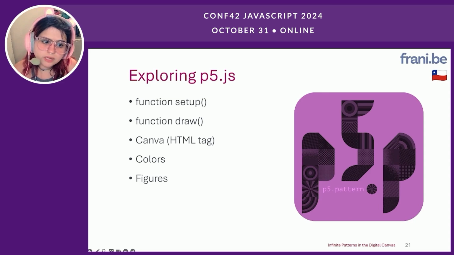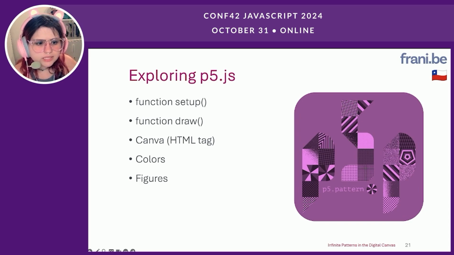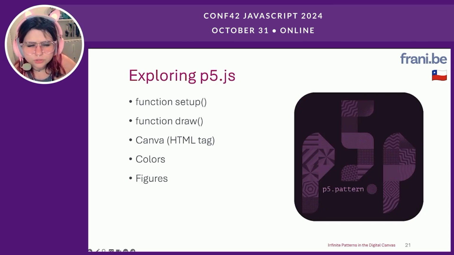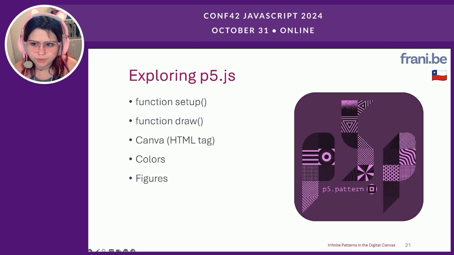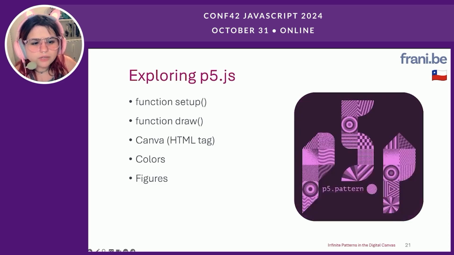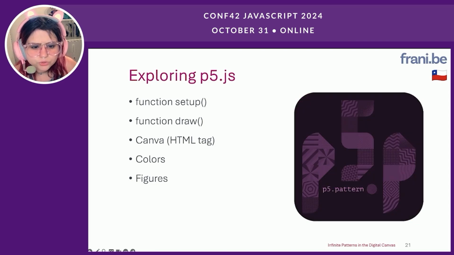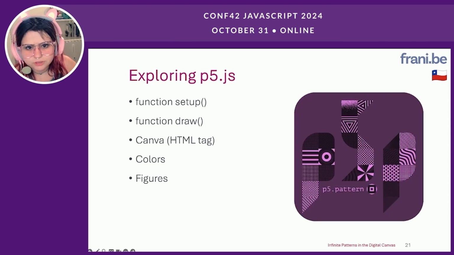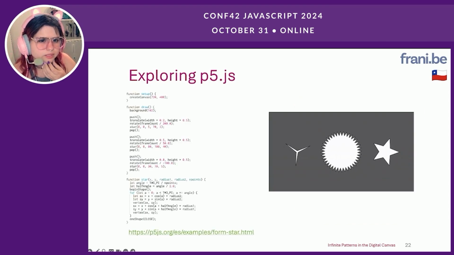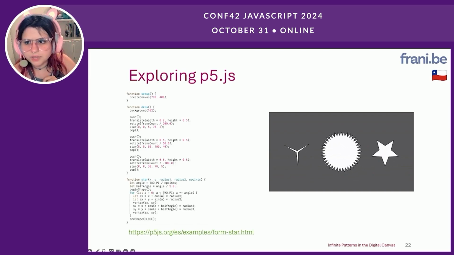Setup runs once, like setting the stage, and draw is where the action happens. It's the function that gets called continuously to create animation or update your visual frame by frame. Essentially, every line of code you write is an instruction for what gets drawn onto that canvas, making coding a direct and creative process. Let's take a look at this sample from the P5.js website that creates a star shape.